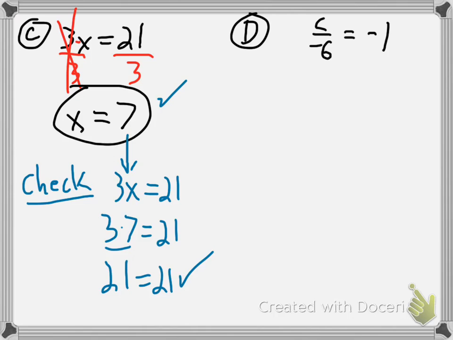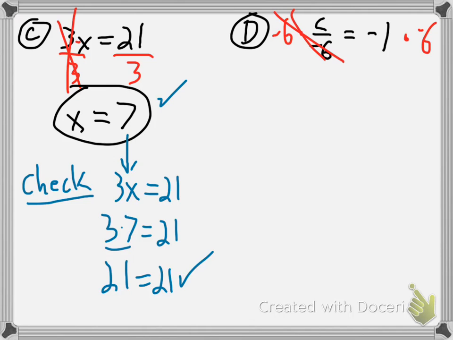Let's look at example D. Example D says c over, or c divided by, negative 6 is equal to negative 1. I can go ahead and think, okay, I have division. The opposite of division is multiplication. So if I multiply on the left to get c by itself, I need to multiply on the right. What am I going to multiply by? Well, if I'm dividing by negative 6, I need to multiply by negative 6.